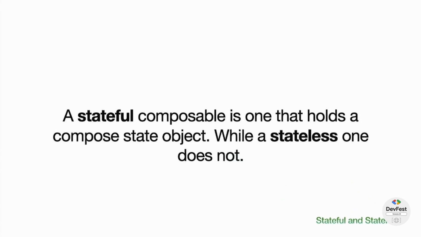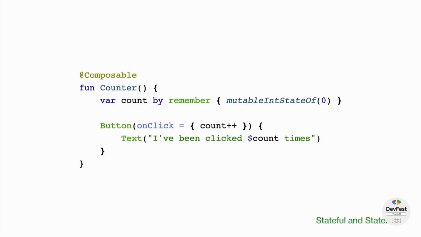Now, another concept to understand first is stateful and stateless. I think on the last talk we saw something about this, so you may be familiar already. A stateful composable is essentially one that holds a composed state object, while a stateless one does not. Really simple. You hold a state object where you are stateful, you don't, you are stateless, right?